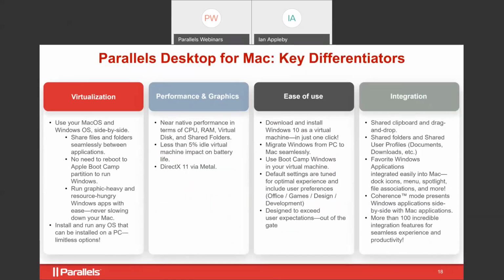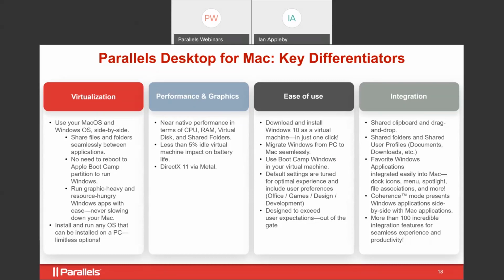So let's just recap. What are our key differentiators? So virtualization. We're using Mac and Windows OS side by side. We're sharing files and folders between applications on Mac and Windows. It doesn't matter which operating system they're in. There's no need to reboot when you want to move from Mac to Windows and back again. They're both running seamlessly side by side. And now even more graphic heavy, resource hungry Windows applications will run great. They won't slow you down.